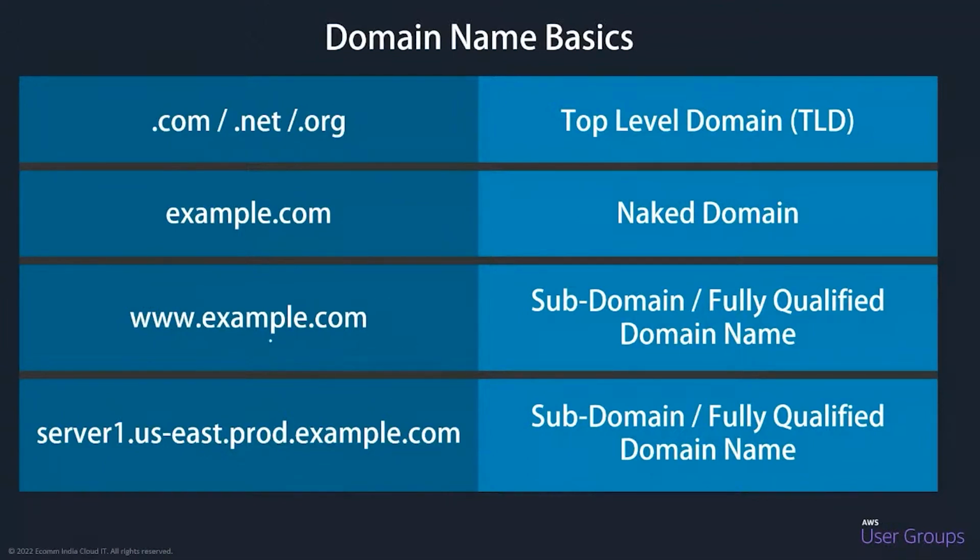You can also call it a fully qualified domain name in some cases, but ideally speaking, a fully qualified domain name, or an FQDN, is something where you are describing that in as much detail as possible. For example, server1 refers to the server, us-east refers to where it is, dot prod refers to whether it's prod or test, and then finally you have the naked domain. So this is defining the domain as much as possible so that you can have multiple combinations of it. This is what you would call a fully qualified domain name or an FQDN. So keep these things in mind because we'll need it in the future slides.